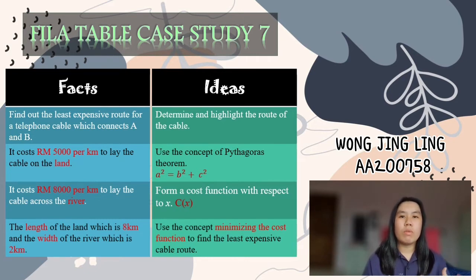The length of the land on which the cable is going to be laid is 8 km, while the width of the river is 2 km. Next is ideas. The ideas to solve the case study: at first, determine and highlight the route of the cable based on the figure provided. Then use the concept of the Pythagoras theorem, which is a squared equals b squared plus c squared. Followed by forming a cost function with respect to x. Lastly, use the concept of minimizing the cost function to find the least expensive route.